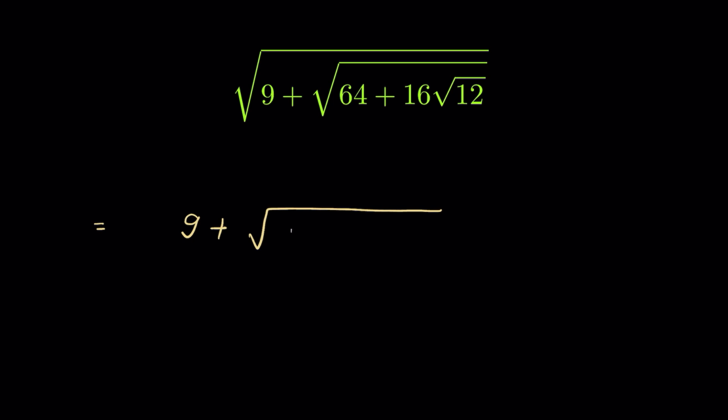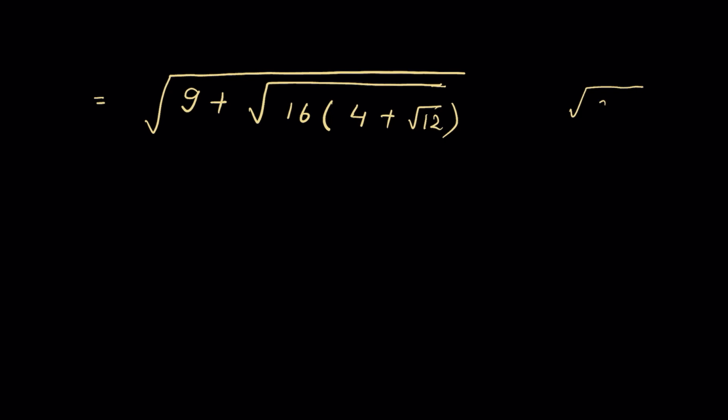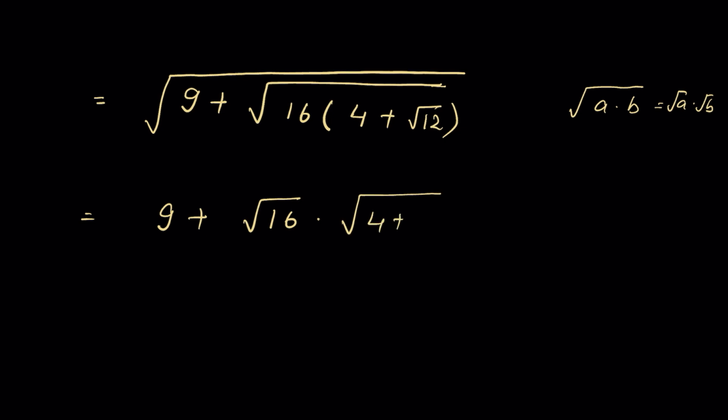Here we can take 16 common and write 4 plus 12 under square root in the bracket, then all under square root. Now when a times b is under square root, we can write it as square root of a times square root of b. So here we can write square root of 16 times 4 plus square root of 12 under square root, then all under square root.